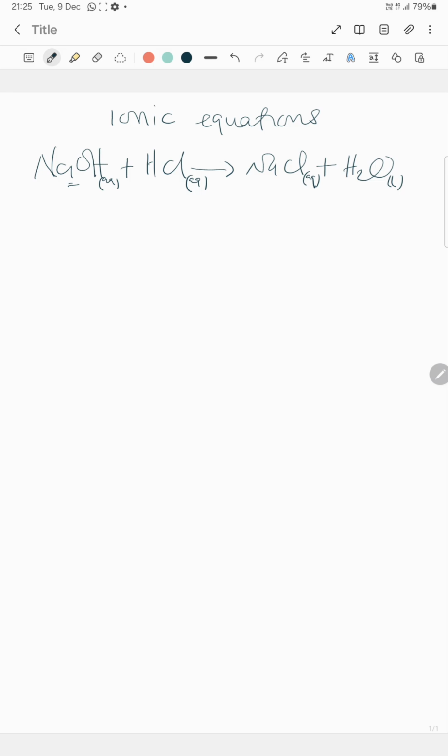So you split only those that are in aqueous. You only split those that are in what? In aqueous. So we'll begin. Sodium is going to be Na. It loses one electron, so its charge is positive. Then you write aqueous, then plus. Then you write OH. OH is a radical, so it has a charge of negative. Then you write your aqueous there.